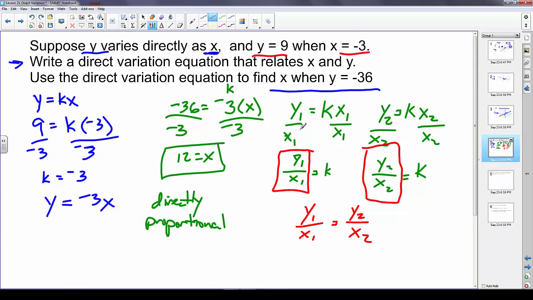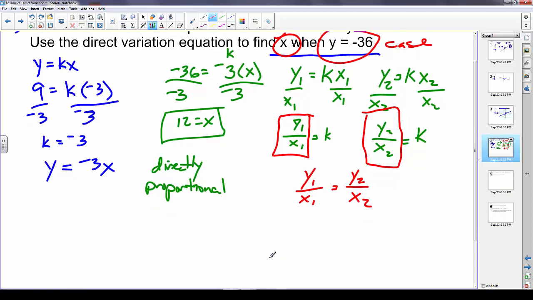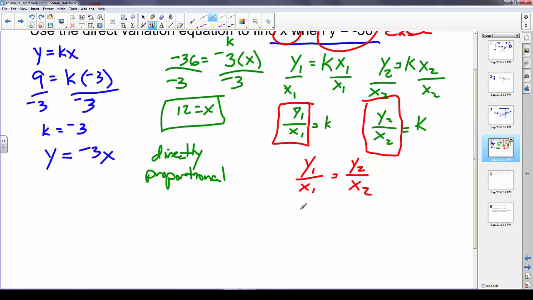Now, the problem said that I have two cases. Y equals 9 when x equals negative 3. That's case 1. And x is unknown when y is negative 36. That's case 2. So notice my proportion set up in case 1 and case 2. My first y was 9. My first x was negative 3. My second y was negative 36. And my second x was unknown.